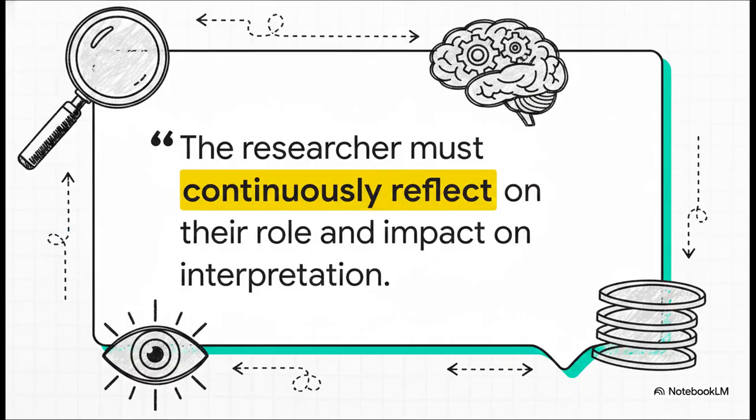But to do any of this effectively, we always have to return to a core truth. The researcher must continuously reflect on their own role and the impact of their position on the interpretation process. In qualitative research, you are the ultimate instrument of study. Your background, your biases, your unique perspectives, they're all acting as a filter for the data. Openly acknowledging this through rigorous methodological reflection doesn't weaken your study. No way. It actually dramatically increases its transparency and its scientific reliability.